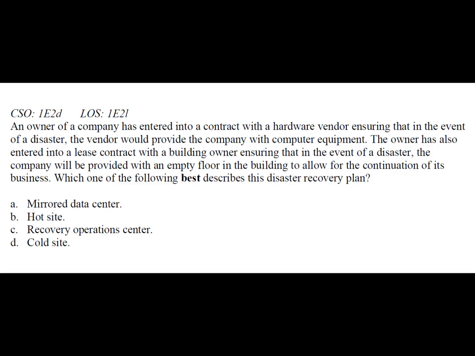A. Mirrored data center. Incorrect. A mirrored data center continuously duplicates operations and data in real time, allowing almost immediate recovery. B. Hot site. Incorrect. A hot site already contains operational computer equipment and communication systems, unlike the arrangement described. C. Recovery Operations Center. Incorrect. This is a general term and does not specifically describe the backup facility in the scenario. D. Cold site. Correct. A cold site provides physical space and basic facilities but requires hardware and software to be installed before business operations can resume. Correct answer, D. Cold site.